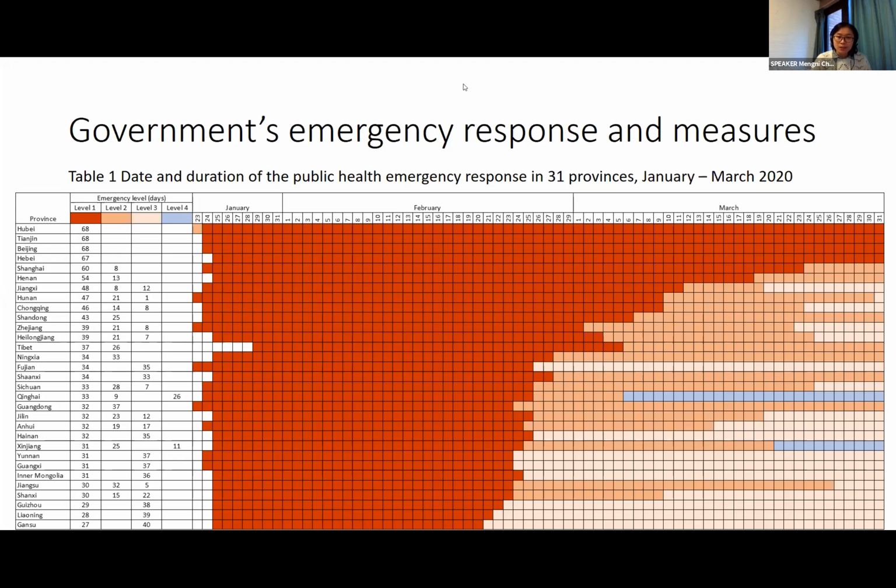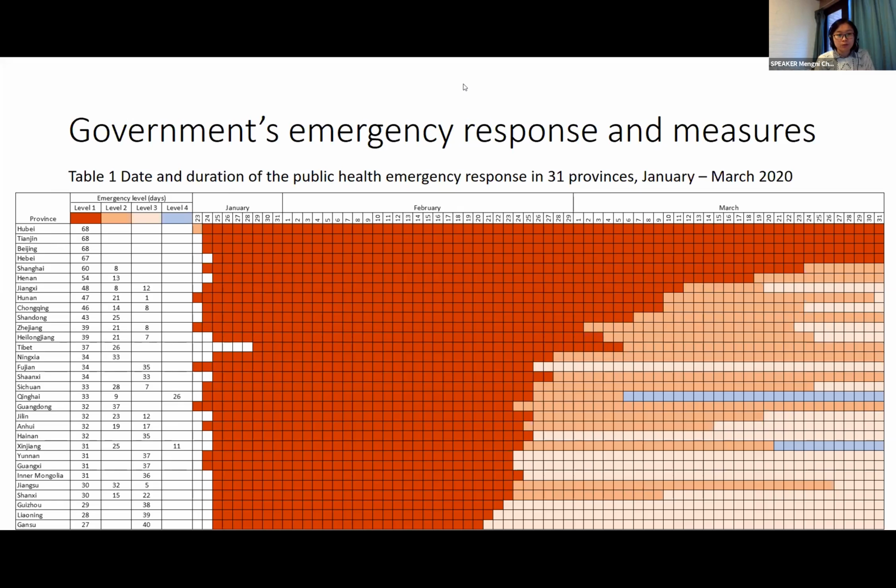And we see that over January and February, almost all the provinces stayed at this level, but by mid-March or the end of March, the majority of these provinces had downgraded their public emergency response to the second level, the third level, or even the fourth level. This is the kind of government response in the COVID-19 period. We can easily imagine that human mobility is very related to this government response and these policy measures in this period.